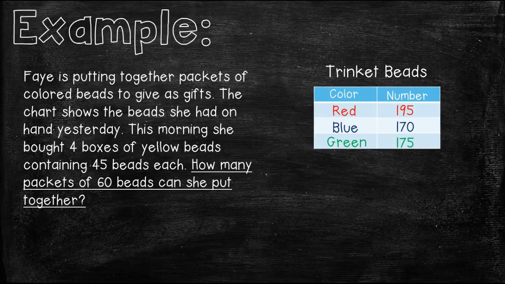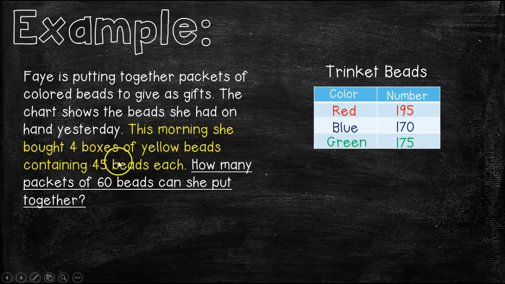So when we're talking about a multi-step problem, could we answer this problem with the information that we have written already over here in our pretty table? Actually, we can't because there is a little bit of hidden information that we need to add first. What is that hidden information? It's the fact that this morning she bought 4 boxes of yellow beads containing 45 beads each. We don't see anything in our table about those yellow beads, so we need to add those.